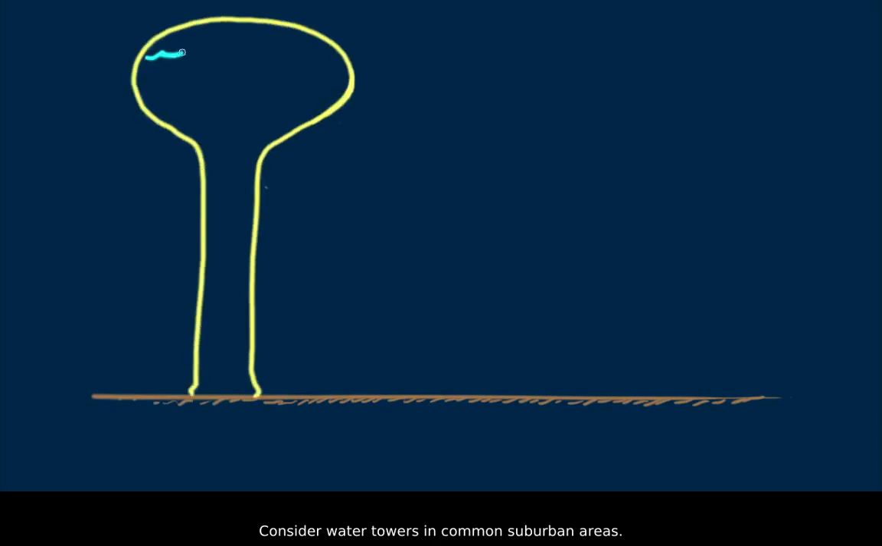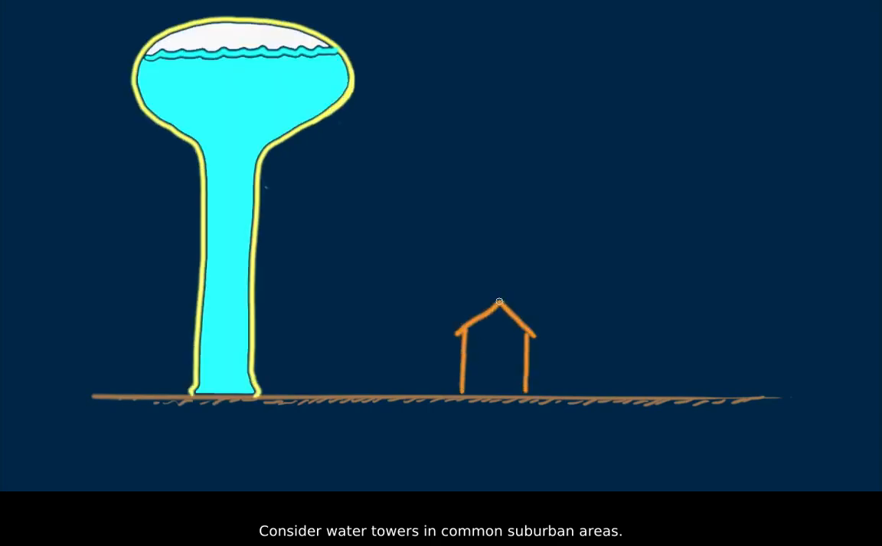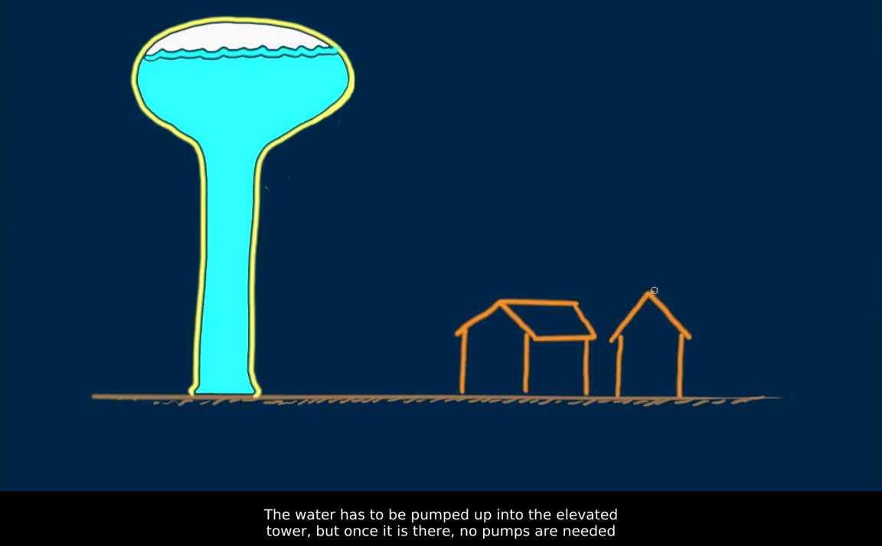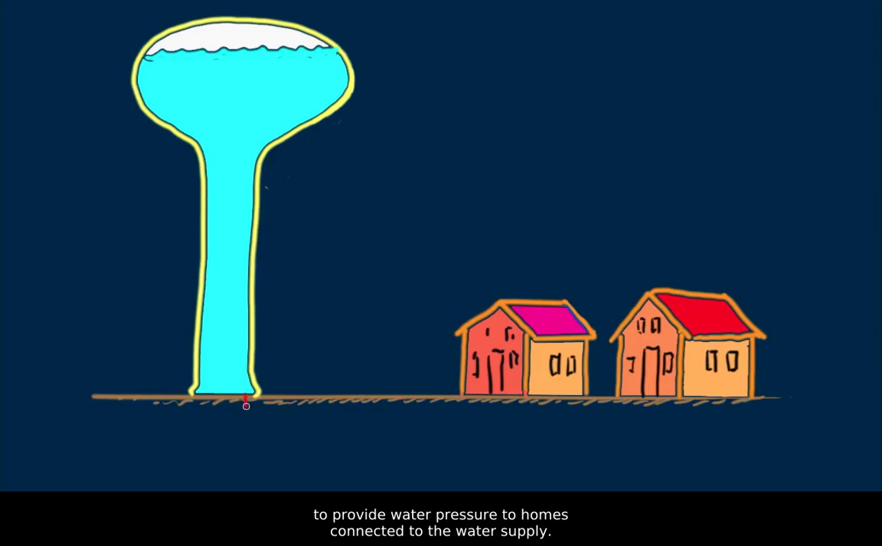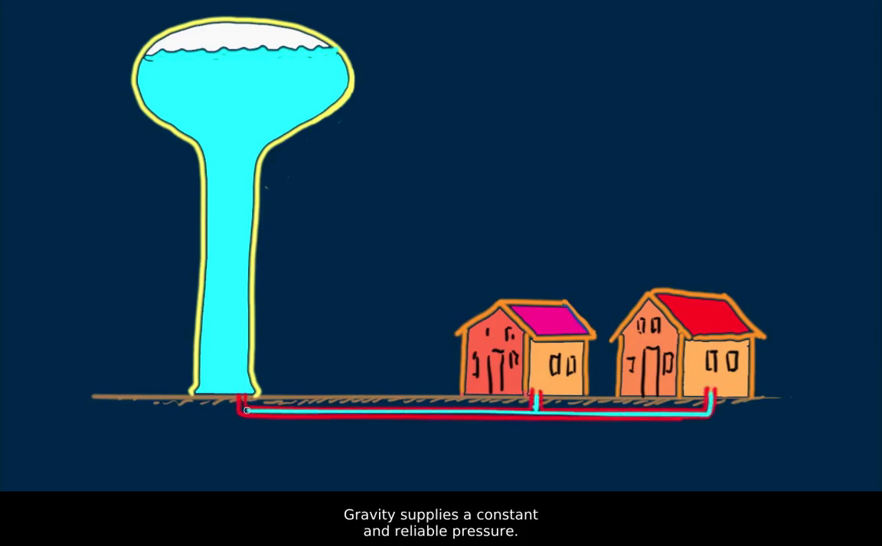Consider water towers in common suburban areas. The water has to be pumped up into the elevated tower, but once it is there, no pumps are needed to provide water pressure to homes connected to the water supply. Gravity supplies a constant and reliable pressure.